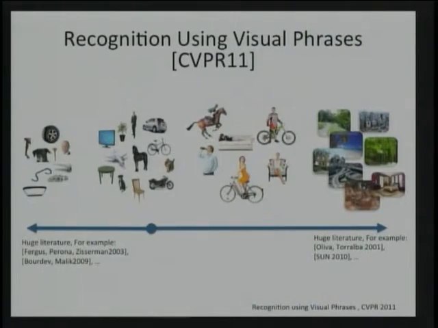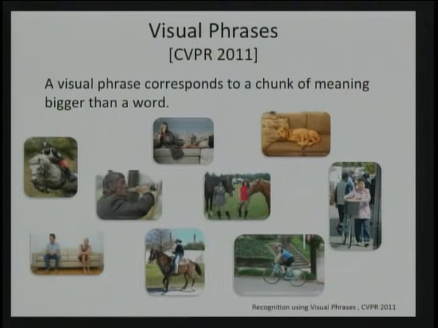At CVPR 11, we introduced visual phrases to cover the gap between objects and scenes. Visual phrases are chunks of an image that correspond to a chunk of meaning bigger than a word. We typically need more than one word to describe a visual phrase, which would say a person lying down on a sofa, a person drinking from a bottle.